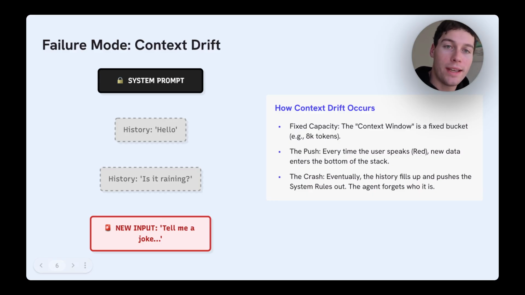Every time the user speaks, we have to shove that new data into the context window. But the window has a fixed capacity. It's like a fixed bucket. As you keep pushing new red boxes into the bottom of the stack, the old data at the top has to go somewhere so it can get pushed out. Eventually, the conversation gets so long that it physically pushes your system prompt out of the window. And if this happens, the agent could forget who it is, it could forget the rules, and it could forget its main purpose as a dentist scheduler. This is why long conversations with simple wrappers always devolve into hallucinations. We need a way to manage this memory so the important rules never get pushed out.